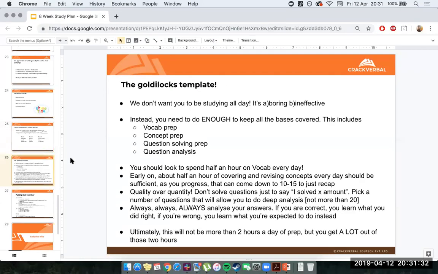So let's come up with a template for study. I'm going to call it a Goldilocks template. And why Goldilocks? Because it's the template that I consider to be just right, not too many, not too few, just like the story of Goldilocks. So the underlying idea behind this whole template is we don't want you to be studying all day. Do you want to be studying all day? No, you don't. Maybe you've told yourself you need to be the best. No, you need to get the right kind of score.